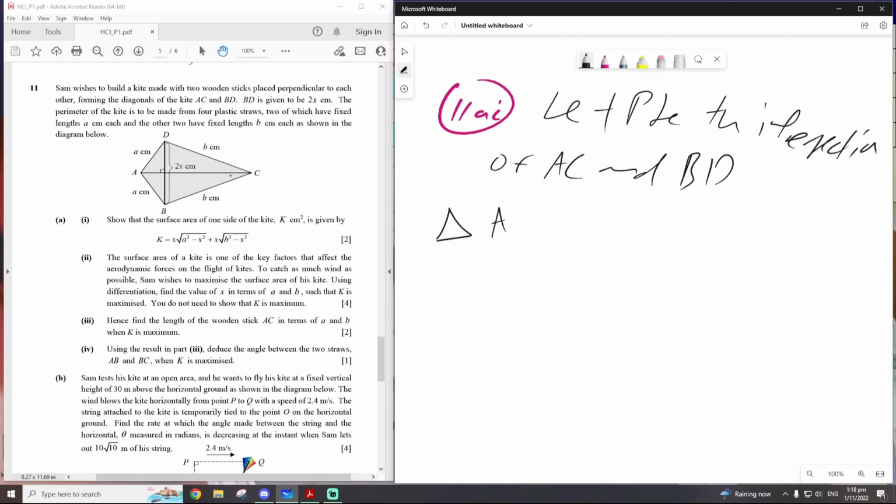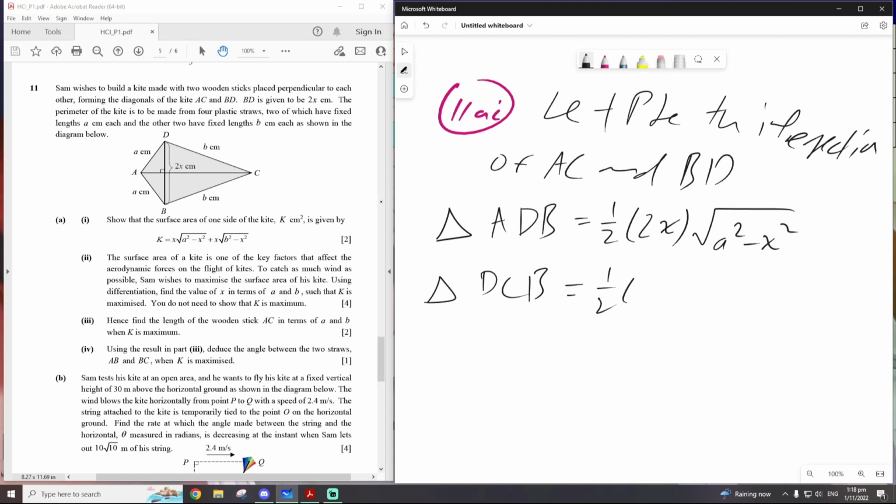Triangle ADB is half times 2x, half times base times height. The height, by Pythagoras, is square root of a squared minus x squared. And triangle DCB is by the same process half times 2x times square root of b squared minus x squared. And I'll let you figure out what this is. Okay, so these two you add together will give you k. Alright, I'll let you simplify and show that it simplifies to that. I'll leave it at that because I'm a bit lazy now.